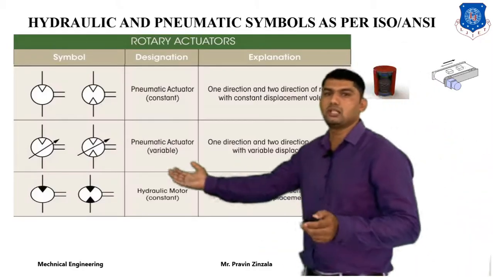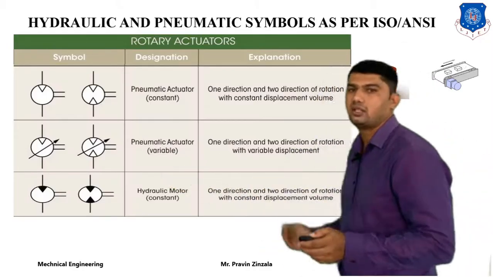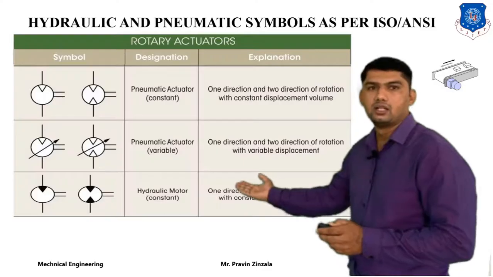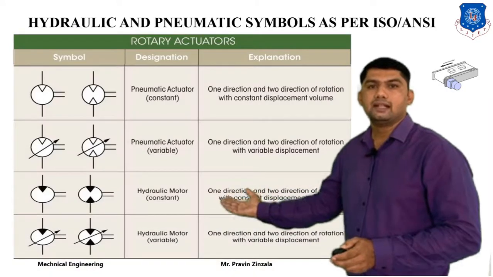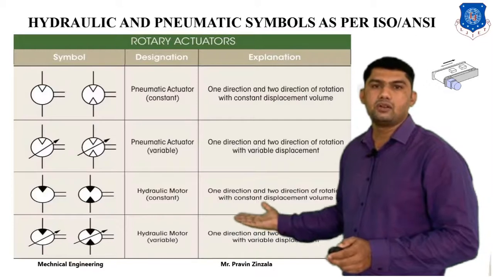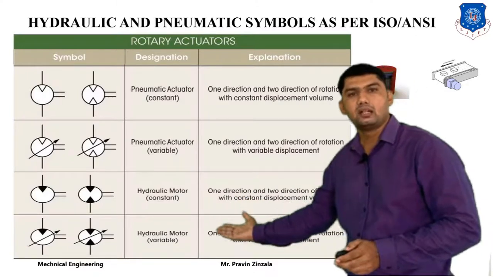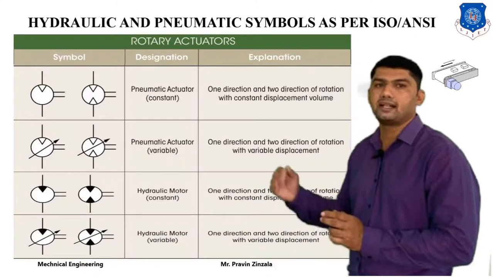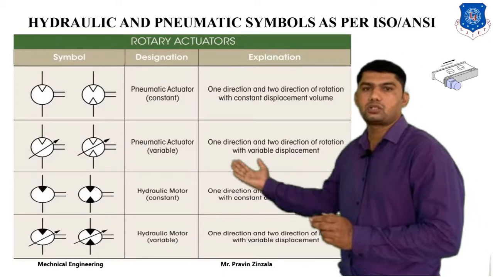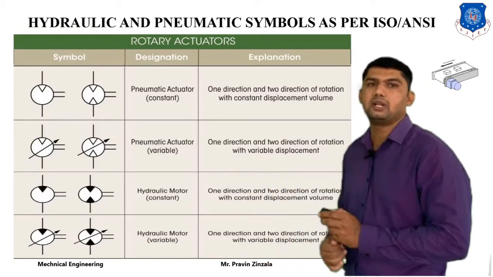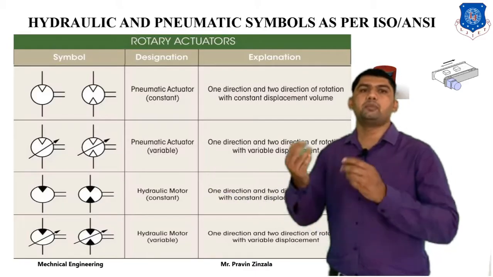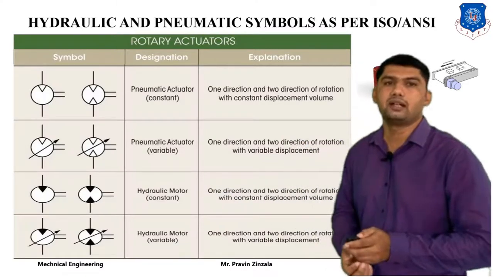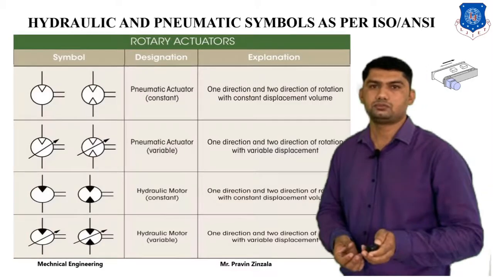These two symbols are for the single direction and double direction hydraulic motor. The next symbols are single and double direction hydraulic motors with variable displacement. As said earlier, the difference between constant and variable displacement is only the cross arrow, which makes it a variable displacement hydraulic motor.